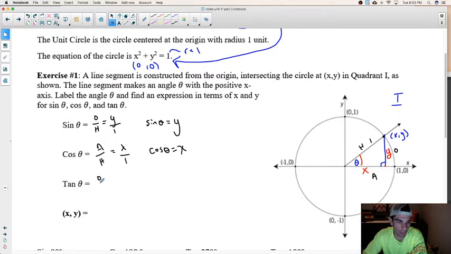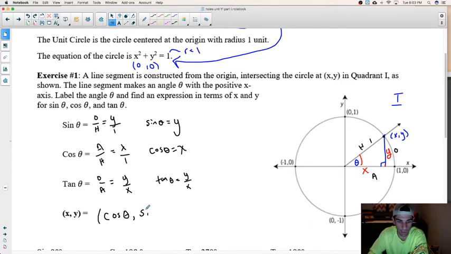Tangent theta is opposite divided by the adjacent. The opposite side we just called y. The adjacent side we called x. So tangent theta equals y over x. And then if they said, well, who's x? Well, we just said x is equal to cosine theta. So I could rewrite an ordered pair now as cosine theta, comma, sine theta, because y is sine. All right, so there you go.